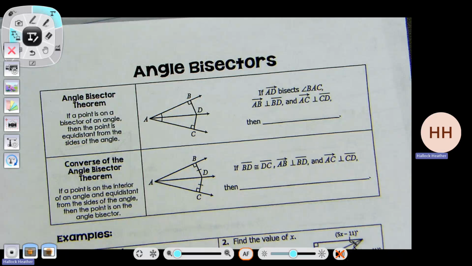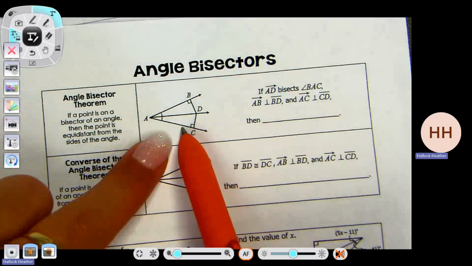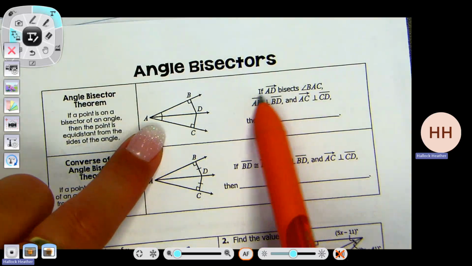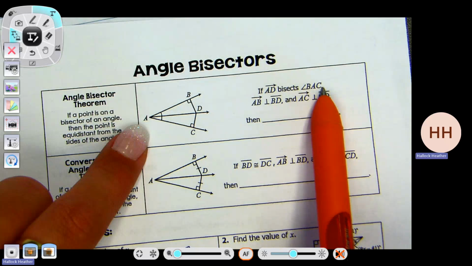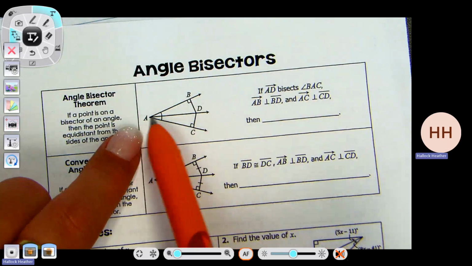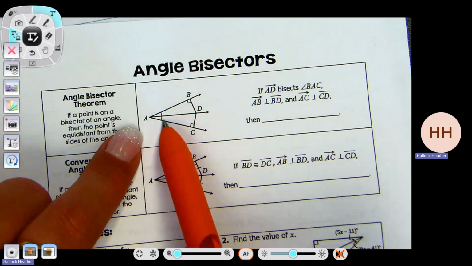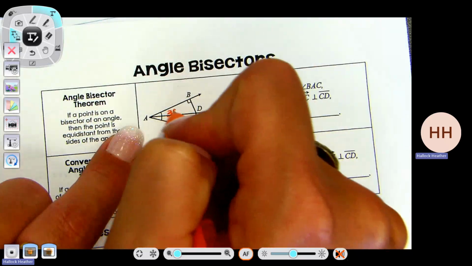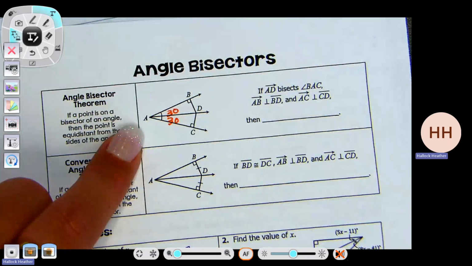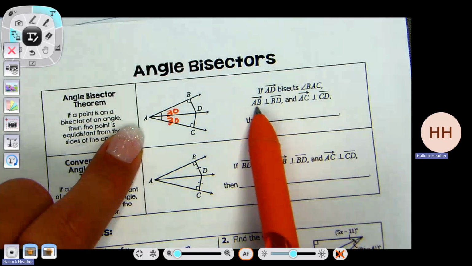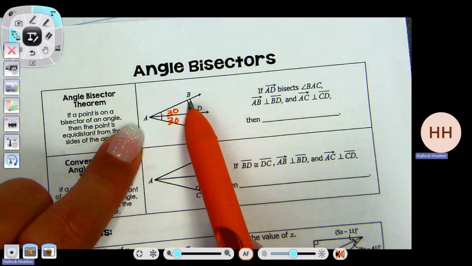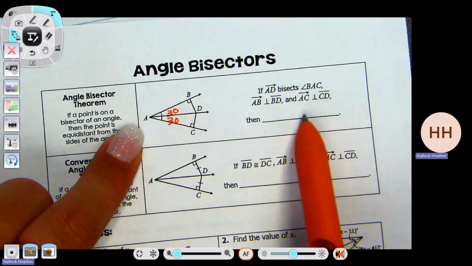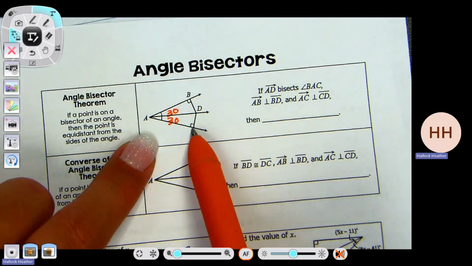An angle bisector we did during chapter 2, and it's taking something and splitting it into 2 equal parts. So if AD bisects angle BAC, because you have 3 letters, BAC, this is cutting it in half. Those arcs are telling you they're congruent. So if I know that this one's like 30, then that one would automatically have to be 30 because they're 2 equal pieces. And I have to know that AB is perpendicular to BD, which is the right angle, and AC is perpendicular to CD, which is also a right angle.